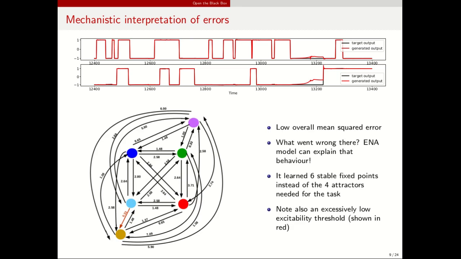But if we extract the excitable network attractor underlying this particular recurrent neural network, we see that this neural network has developed 6 local attractors instead of 4, which would be the optimal number of local attractors, right? Because there can be just 4 output combinations, which are respectively -1, -1; -1, +1; +1, +1; and +1, -1.